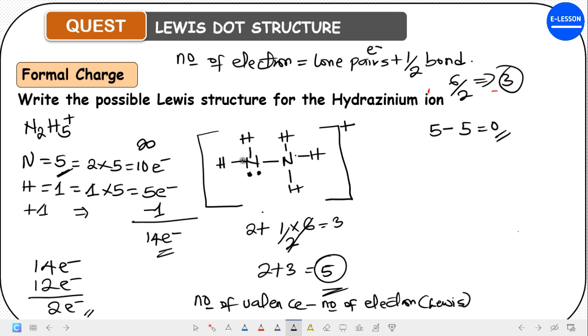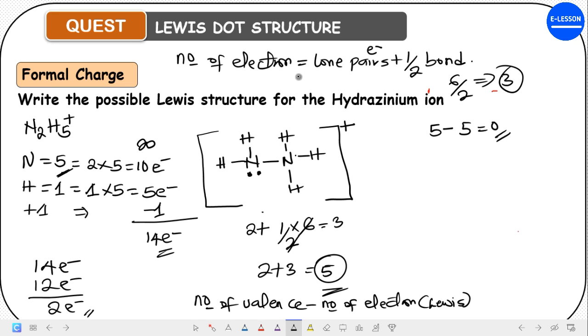Now what this is telling us is that this nitrogen does not have any charge in it. So let us go to this nitrogen to see if this one is the one that will carry the positive charge. Is that okay? Now what we are going to do is calculate the number of electrons in the Lewis structure around this nitrogen.